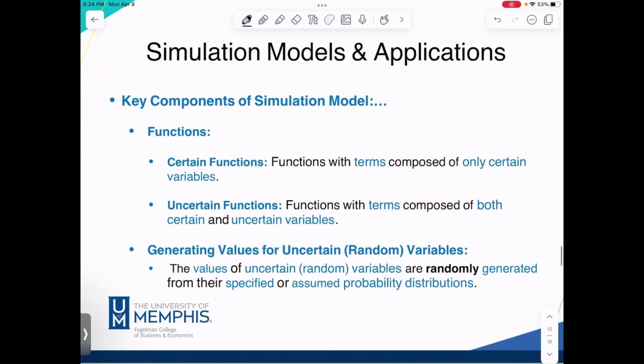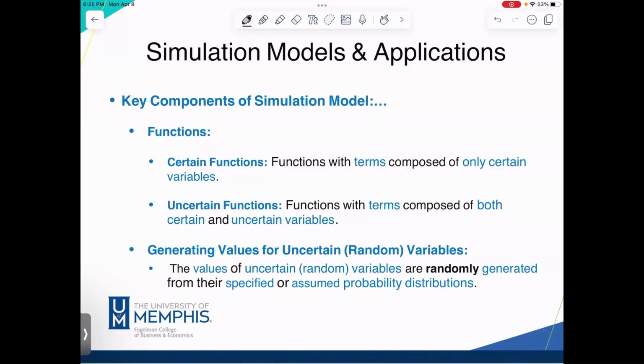All right. And then you will have some functions. Some of them will be certain functions, which means those functions will only involve addition, subtraction, multiplication of only certain variables. So the values of those functions will never change, yes? And then some of them will be uncertain functions because they will have at least one uncertain random variable, okay?